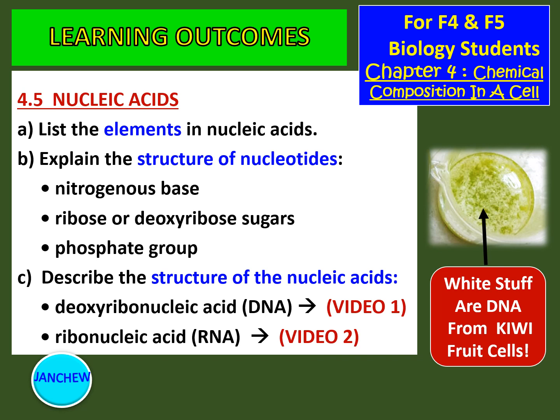The learning outcomes for this lesson are as follows. Firstly, we must be able to list the elements in nucleic acids. B. Explain the structure of nucleotides, which are the basic units of nucleic acids. Each nucleotide contains a nitrogenous base, a ribose or deoxyribose sugar, and a phosphate group. C. We must be able to describe the structure of the nucleic acids, that is, the structure of deoxyribonucleic acid and ribonucleic acid.